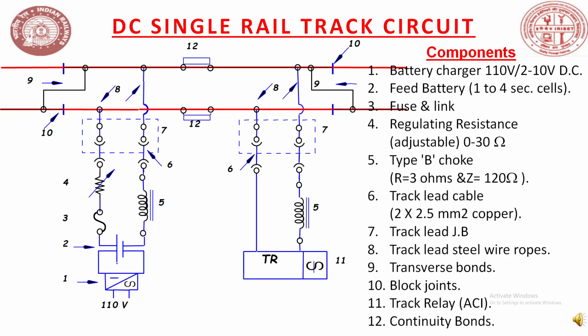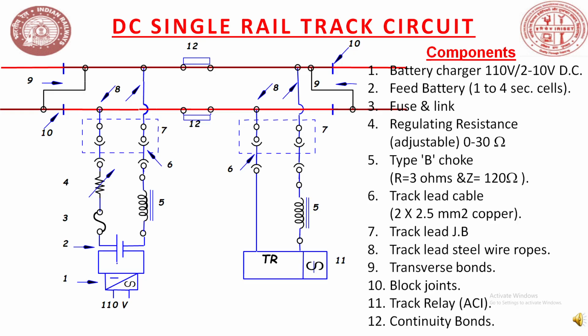DC single rail track circuit. Components: battery charger 110 volt AC to 2 to 10 volt DC. Feed battery, 1 to 4 secondary cells. Fuse and link. Regulating resistance, adjustable 0 to 30 ohm.